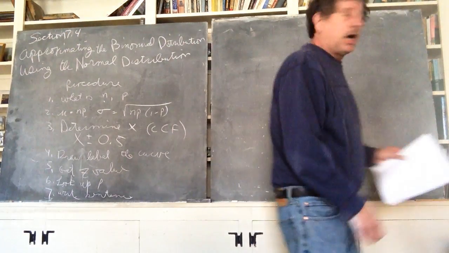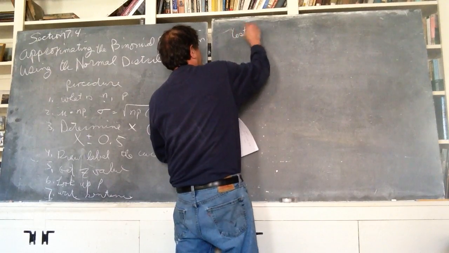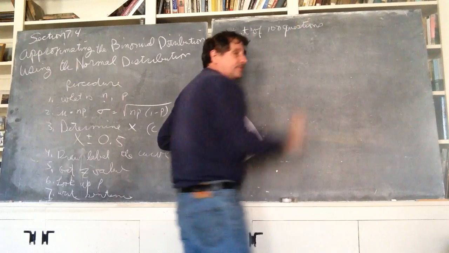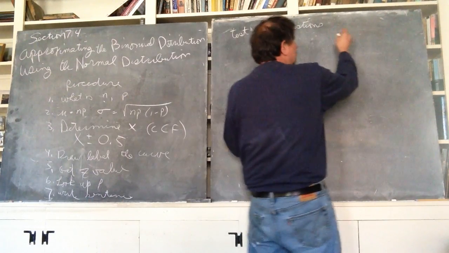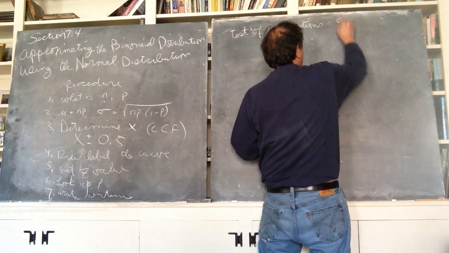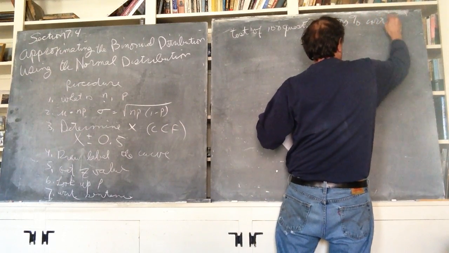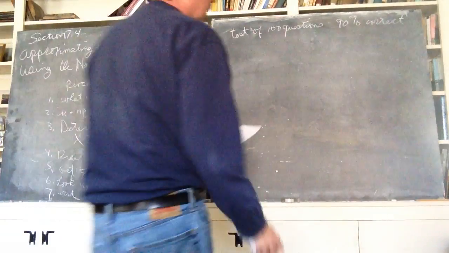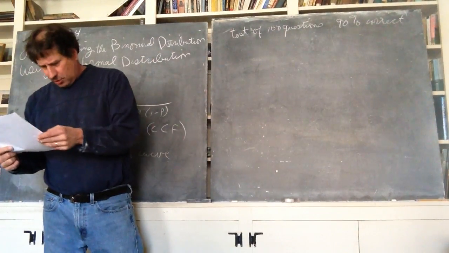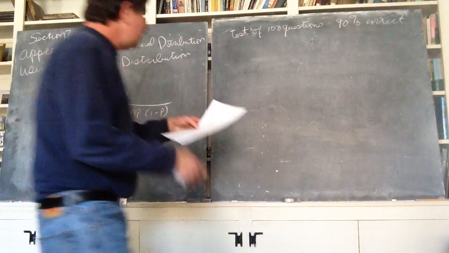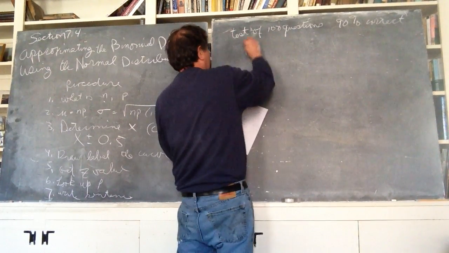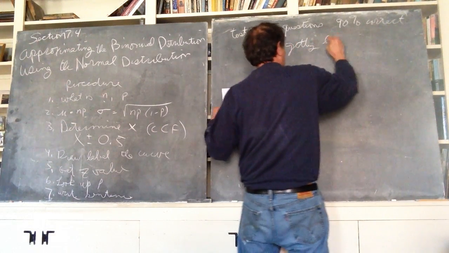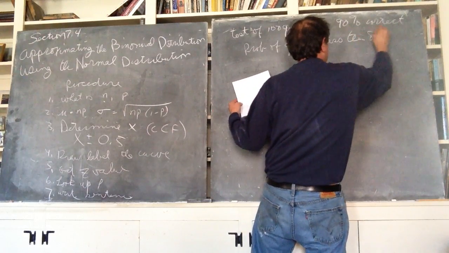Let's start like this. There's a test of 100 questions. You studied for this test, and you are confident that you're going to get 90% correct. On any particular question, you're 90% confident that you're going to get it correct. And so what is the probability of getting less than 88 correct?